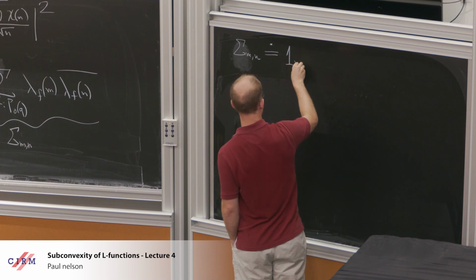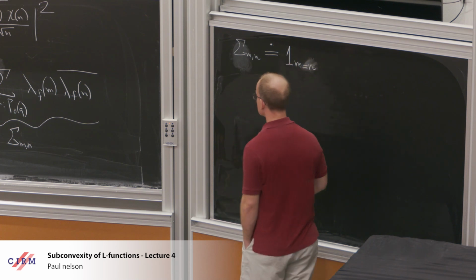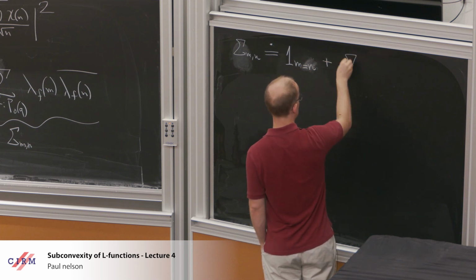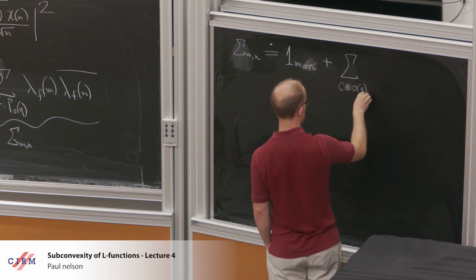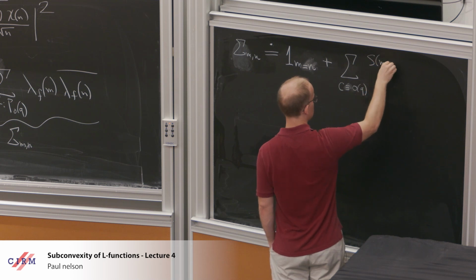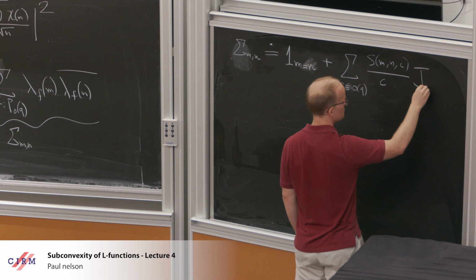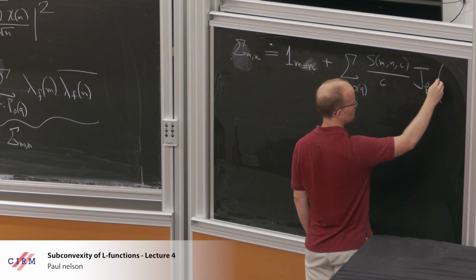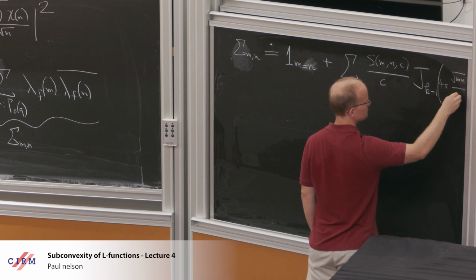there's a delta function that detects the condition that m is equal to n. And then there's a sum of Kloosterman sums weighted by Bessel functions. So you have a sum over natural numbers C that are divisible by Q of the Kloosterman sum S of m, n, c divided by C, and then let's say the J Bessel function with index k minus 1 of 4 pi square root of mn over C.